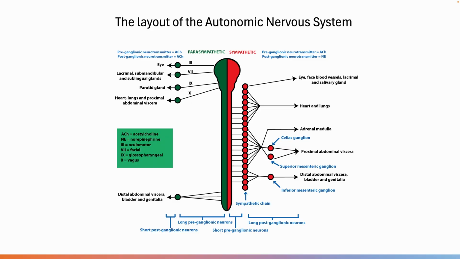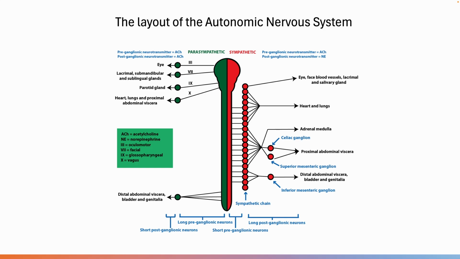Parasympathetic neurons are carried within cranial nerves 3, 7, 9, and 10, and within spinal nerves from S2 to S4, forming the so-called craniosacral outflow of the autonomic nervous system. The axons of the preganglionic neurons are very long. They synapse in ganglia that are close to their target organs. The postganglionic neurons are relatively short.